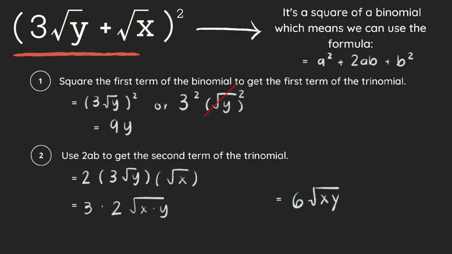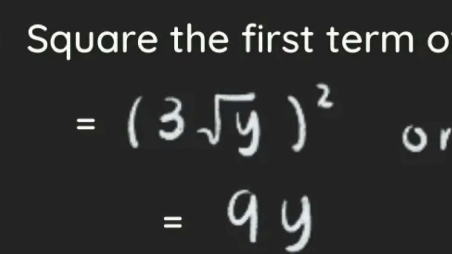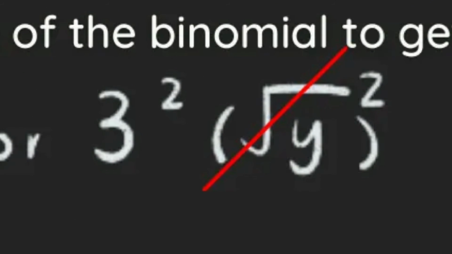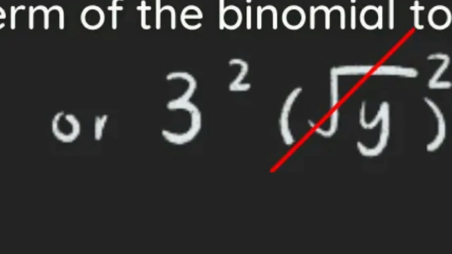Let's start with getting the first term of the trinomial by squaring the first term of the binomial. So we'll have 3 square root of y, squared, which will be simplified to 9y because 3 squared is 9, and the square root of y squared is y because a square of a square root cancel out and you will be left with the radicand.